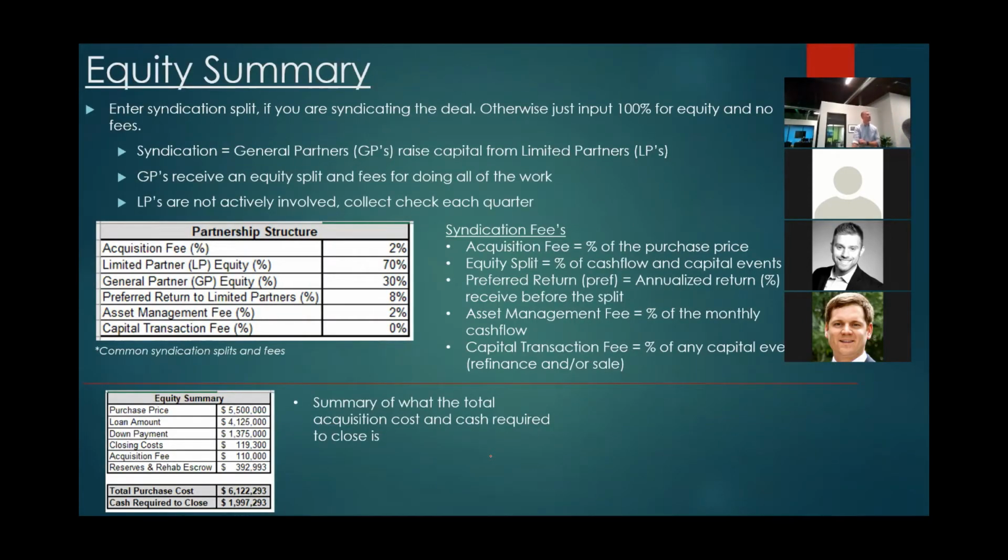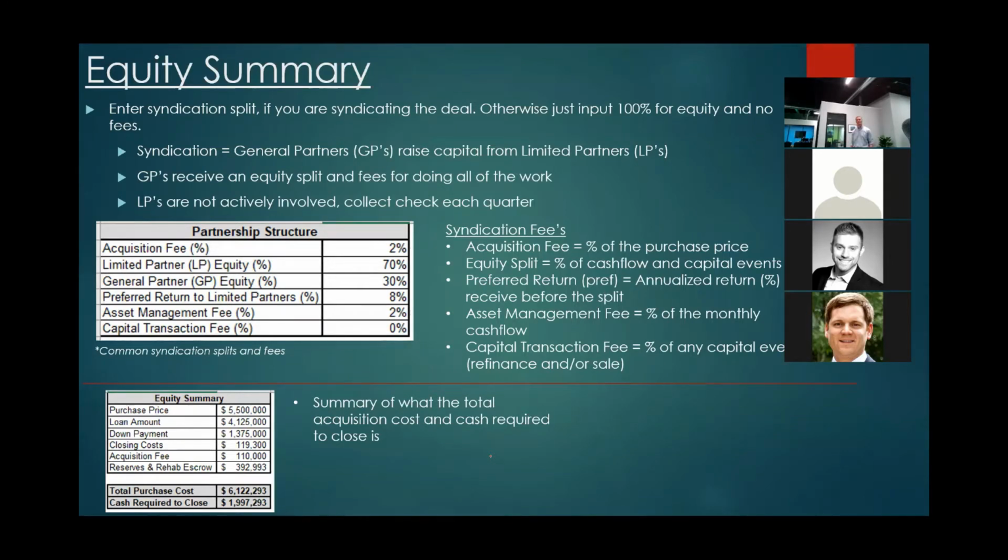Okay, so then equity summary. I'm going to go two directions with this slide. I built this to analyze what we do, the syndication type stuff. I'll quickly explain for those that don't know what syndication is. Syndication really is the general partners, like I said, there's us three, the general partners, and then the limited partners are investors that come in and partner with us to do these deals.